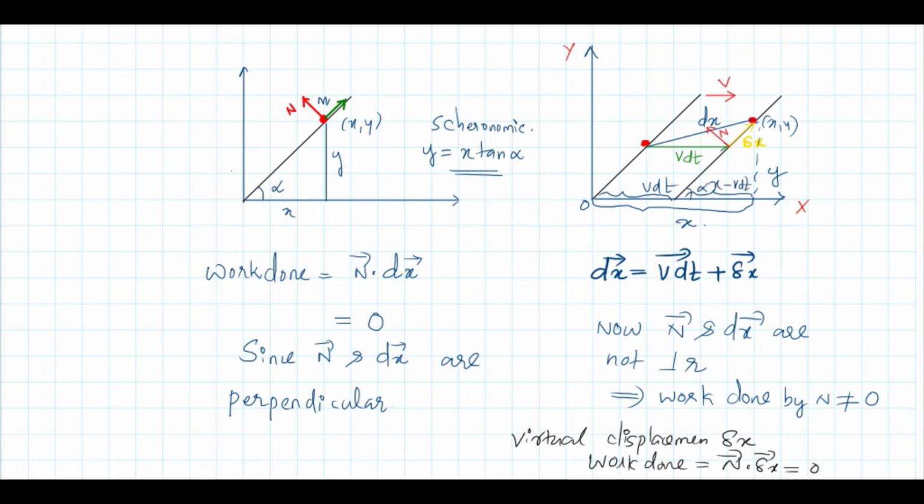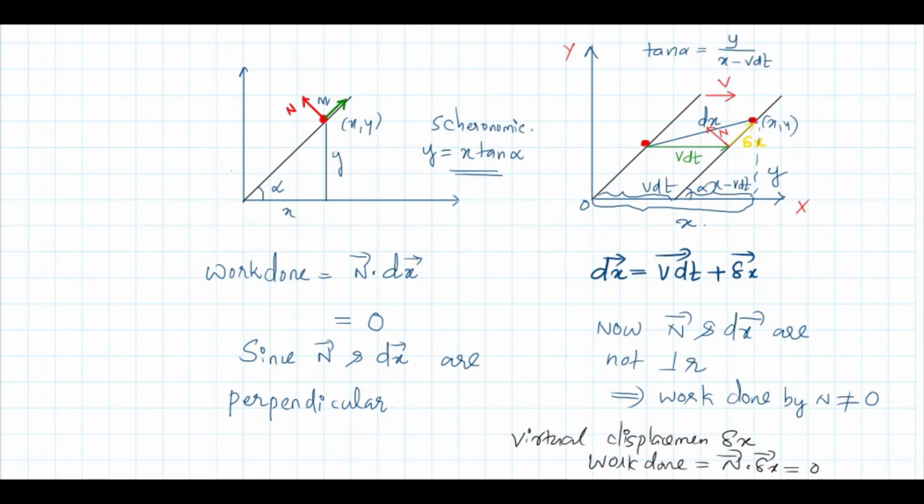So we can say that tan alpha is y divided by x minus v dt, or y is equal to x minus v dt into tan alpha. So that is a time dependent constraint, and that is a rheonomic constraint. Whenever you have a rheonomic constraint, actual displacement and virtual displacement are different. Whenever you have a scleronomic constraint, no need to define a virtual displacement. Actual displacement itself is enough to solve the problem. You need to define virtual displacement only when there is a time dependent constraint.